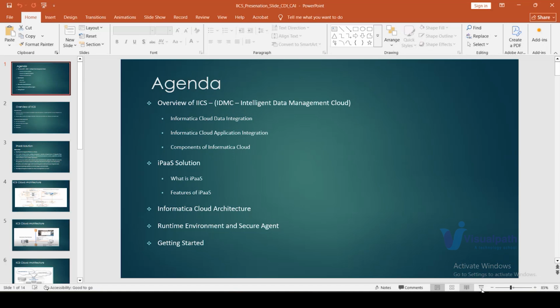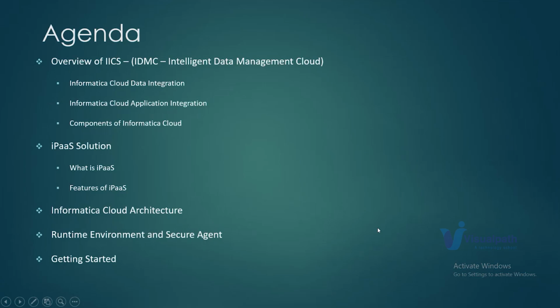We are going to discuss Informatica Cloud Data Integration and Informatica Cloud Application Integration. This specific training covers CDI and CAI. These are the two major services that we will be covering in this training. Before I move on, we need to understand what an iPaaS solution is. What is iPaaS? Features of iPaaS. We'll discuss the architecture, runtime, what a secure agent is, and how we get started.